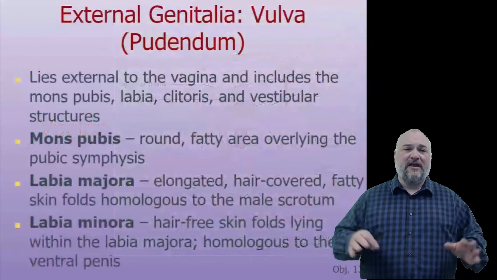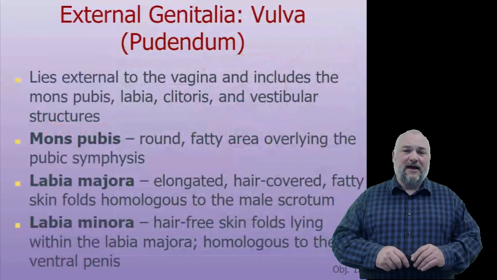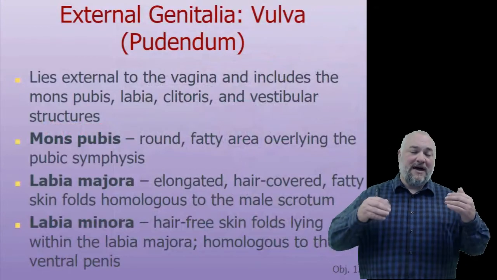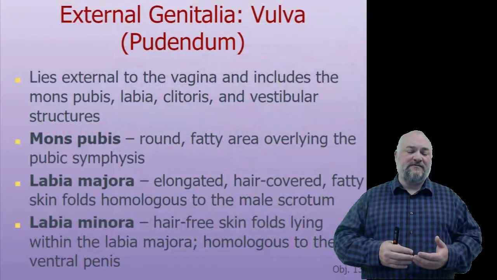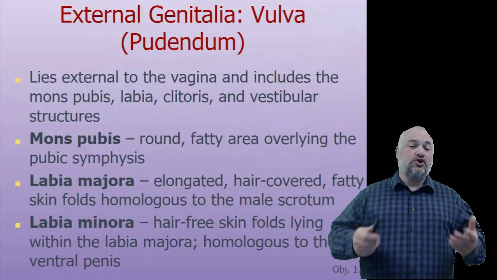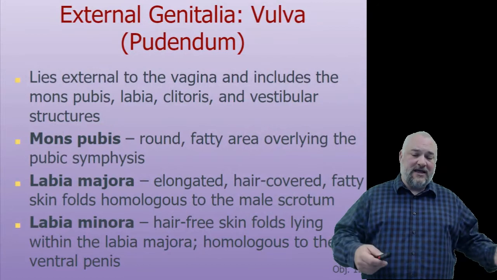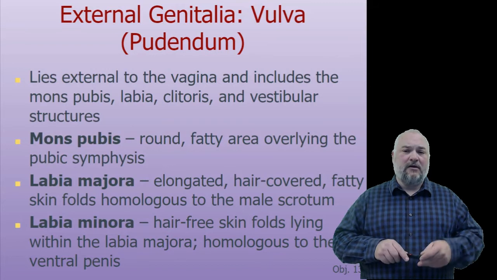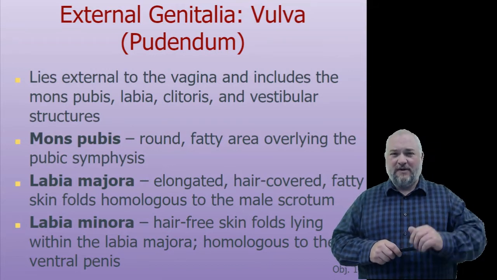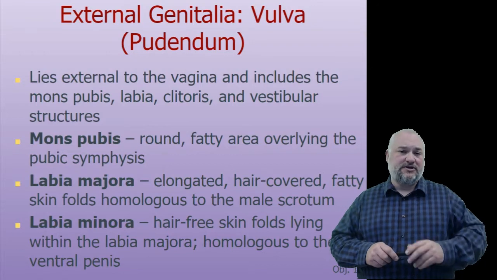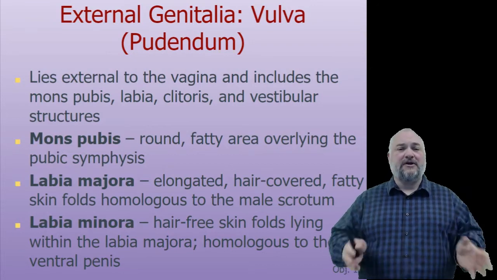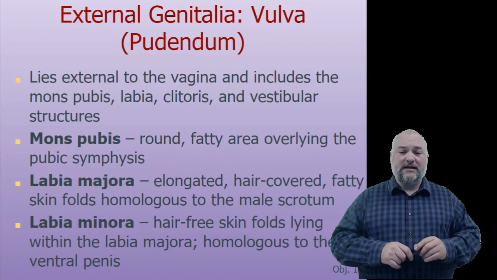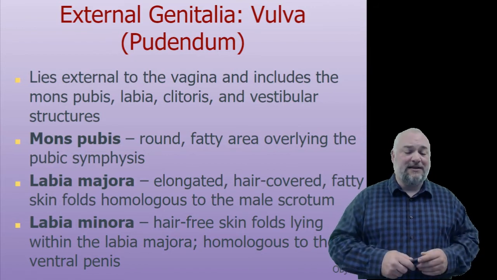All right, so that vulva there we're looking at, otherwise known as the pudendum, is external to the vagina and includes mons pubis, labia, clitoris, and vestibular structures. The mons pubis is that round fatty area over the pubic symphysis that we talked about. The labia majora literally means large lips. Those are elongated, generally hair covered, fatty skin folds. They're homologous to the male scrotum. And we'll see what we mean by homologous later, but they develop from the same original tissues that the scrotum does. The labia minora, which are inside that, are generally hair-free within the labia majora, generally more moist in there, and they're homologous to the ventral side of the penis in the male.